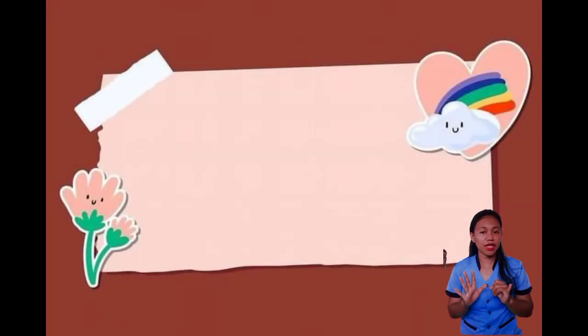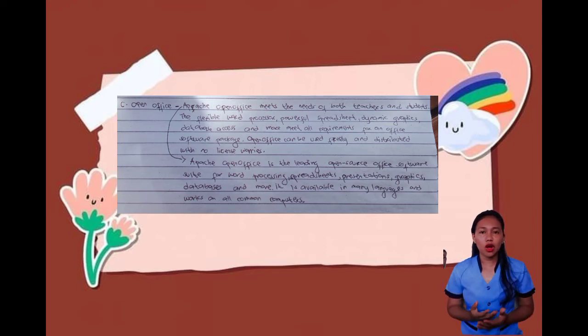The sixth application is OpenOffice. Apache OpenOffice is the leading open source office software suite for word processing, spreadsheets, presentations, graphics, databases, and more. It is available in many languages and works on all common computers. Apache OpenOffice meets the needs of both teachers and students. The flexible word processor, powerful spreadsheets, dynamic graphics, database access, and more meet all requirements for an office software package. OpenOffice can be used freely and distributed with no license fees.